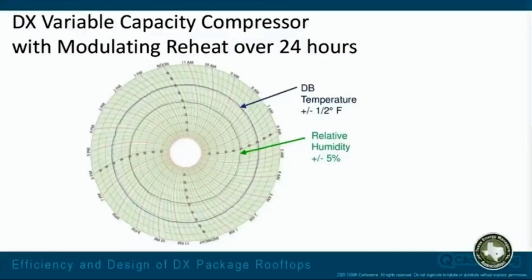But when we look at putting a variable capacity compressor with our modulating hot gas reheat on that same building we had before, now you can see those circles, the green circle for the relative humidity and the blue one for the dry bulb temperature, are now much more consistent. It varies plus or minus 5% on relative humidity and plus or minus 0.5 degree Fahrenheit on dry bulb temperature.